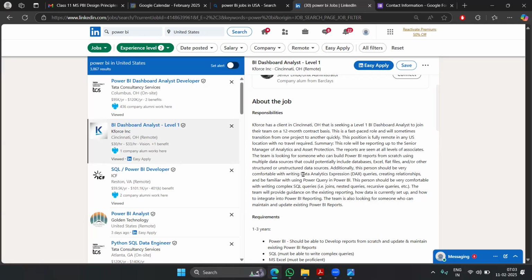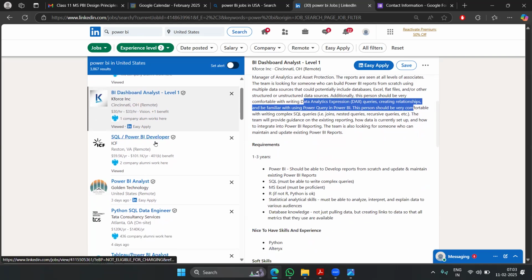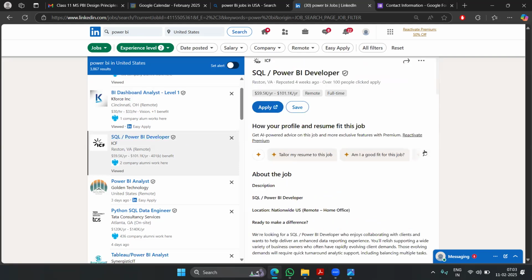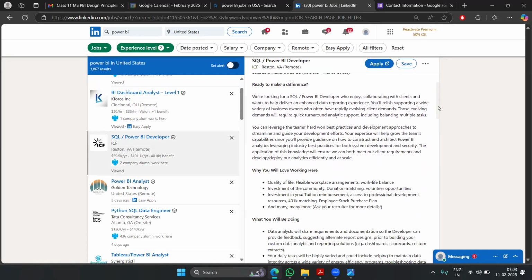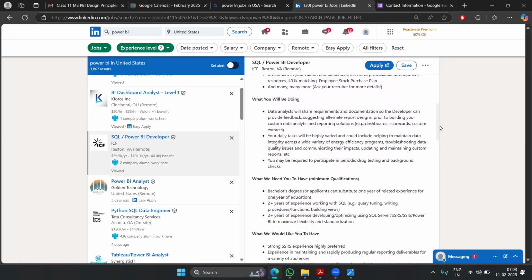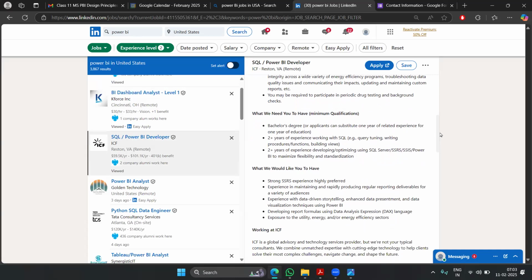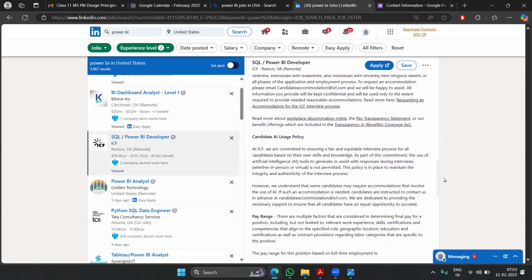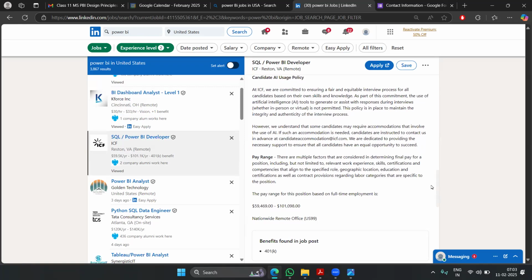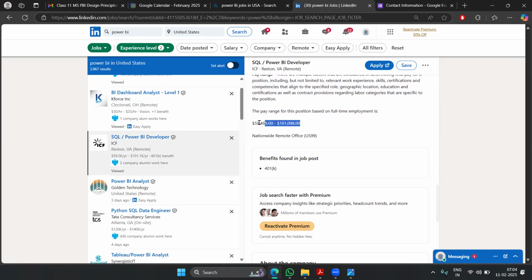And we are going to touch base on all of data analysis expressions, creating relationships, and familiarizing with Power Query tools. SQL or Power BI developer, right? So I want to make sure as a part of our course that we are ready for whatever situation comes across in our job. That is the reason we are including SQL also. See the pay range. These are the entry level or associate pay ranges, 59,000 to $101,000. And there are a good number of openings.